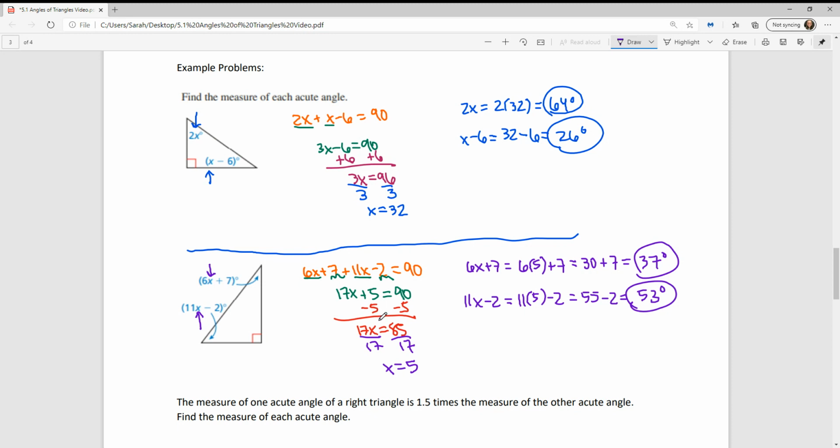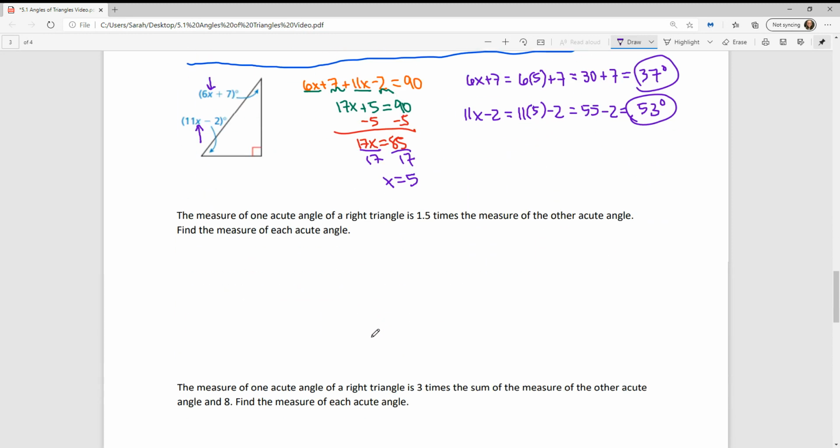The last things we're going to do are more word problem based. There's no pictures. If you want to draw the pictures, you can. They're going to be talking about right triangles. And it's similar to something we did back with complementary and supplementary angles several weeks ago.